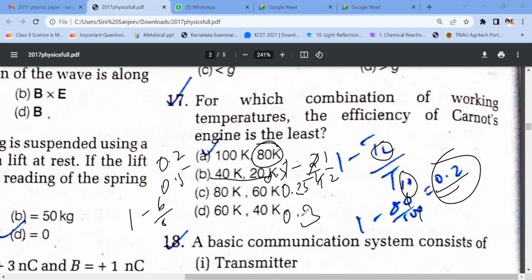Yeah, yeah. So what is the question here? Efficiency of Carnot cycle is the least. Least in which case? The first one, sir. That's it. So we have to read the questions very carefully. They can twist, but the formula and everything will be the same only. Clear up to this? Yes.